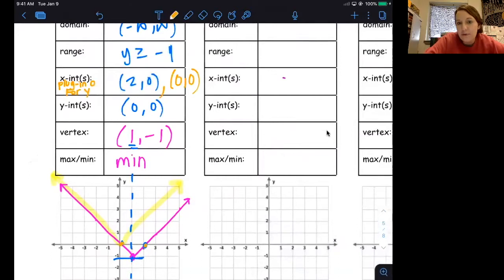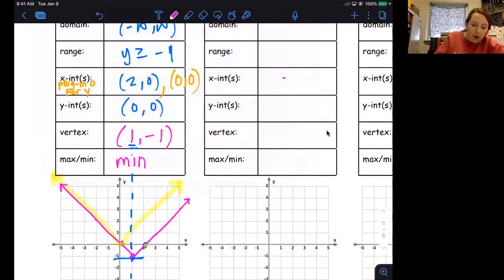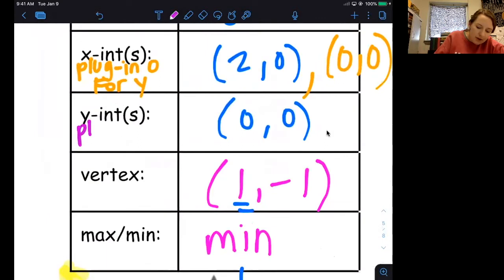So it's possible to have one x-intercept like our parent function, 0, 0. It's possible to have two x-intercepts, and it's also possible to have 0 x-intercepts. If that vertex was shifted above the x-axis and still pointing up, we would not cross the x-axis. Okay, so if we wanted to find it by hand, we would plug in a 0 for y, but we don't know how to solve those yet. Okay, same thing for y-intercept. We would plug in a 0 for x. That we do know how to do.